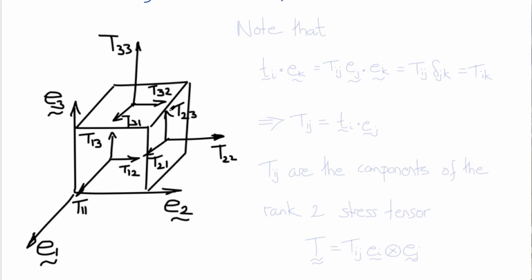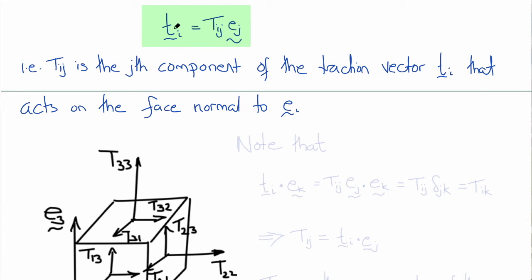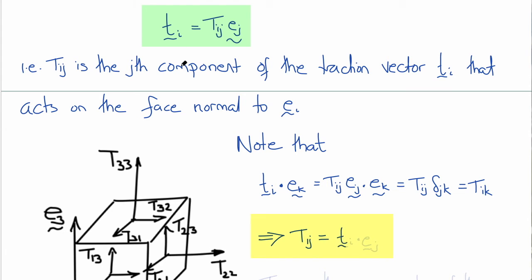Now let's go back to our expression where we defined these stress components in this way, and take the dot product of it with e_k. So now we get T_i dot e_k equals T_ij e_j dot e_k, and then e_j dot e_k would be delta_jk, 1 when j equals k and 0 otherwise. So that would turn the j into a k, which would therefore be T_ik, which says that we can write T_ij as equal to T_i dot e_j. So these are just equivalent definitions of the components of the stress tensor in Cartesian coordinates.